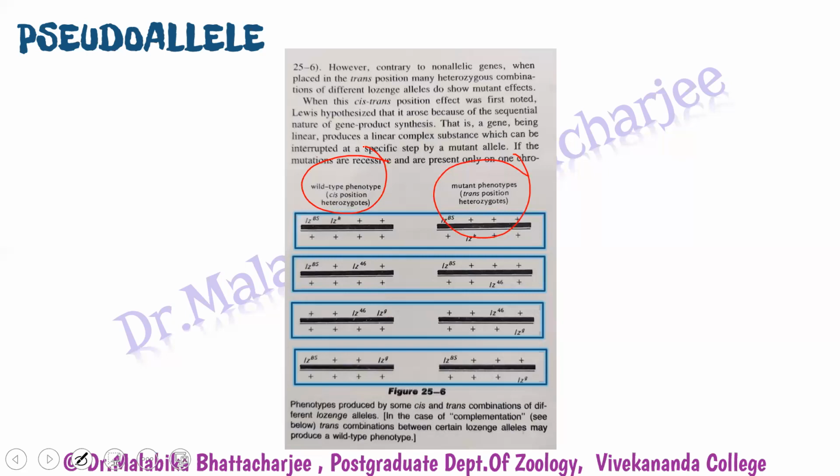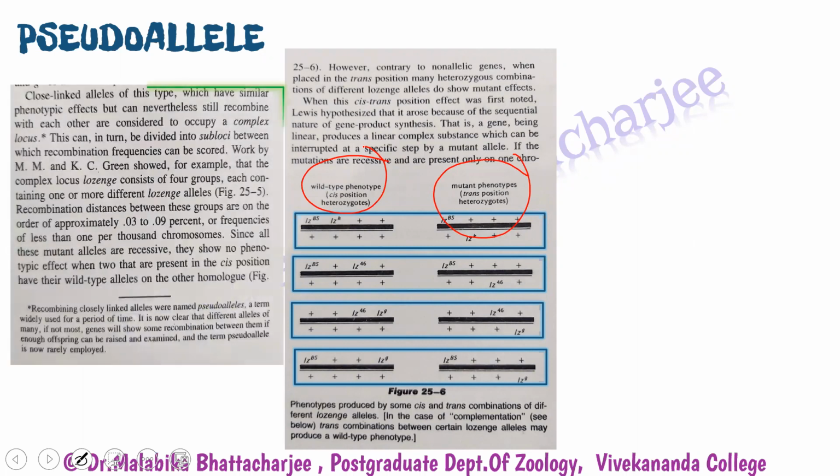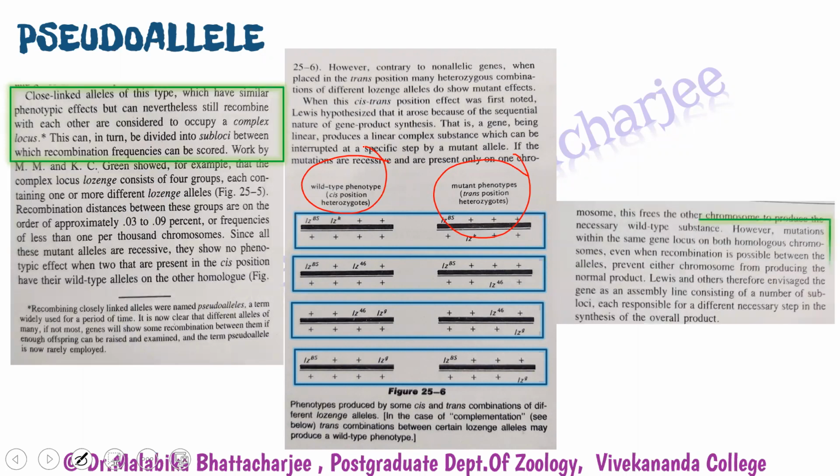Because you can understand the lozenge is, as I said, a single locus. Within this locus, we are getting 4 subloci, and mutations are occurring within the subloci. If mutations fall in the same chromosome, no problem, wild type. If mutations fall in different chromosomes, then somehow there is a prevention of forming the wild type phenotype. So this was the concept of pseudoallele. As I said, it consists of subloci, and this was a conclusion.